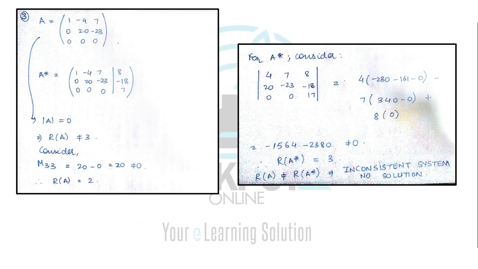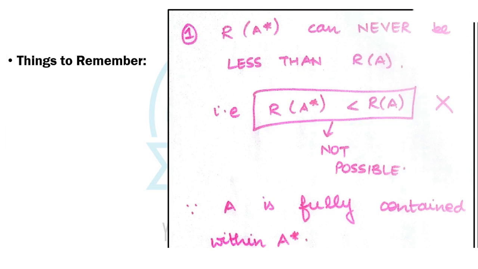This is exactly what I've considered, a different determinant here, but you can always consider the upper triangular one. That's easier to calculate. Here are the key takeaways from this exercise. The first thing is that the rank of A star can never be less than the rank of A. This is because A is fully contained within A star. This is a fairly intuitive result.